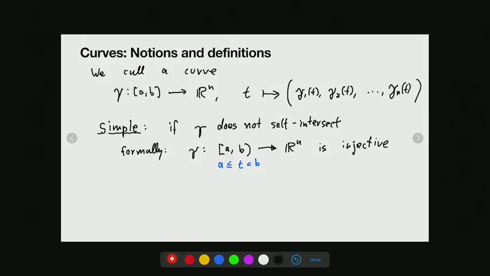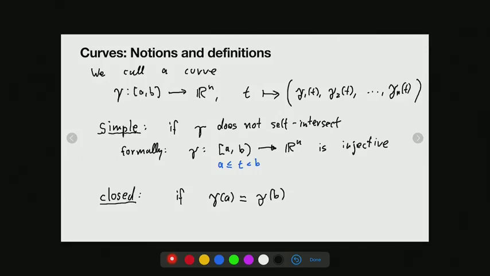Then, as already mentioned, another very important feature that a curve might have: it's closed if the start point is the same as the end point. The straight line is simple but not closed. The unit circle parameterization is simple and it is closed. Okay, those are some geometric features.